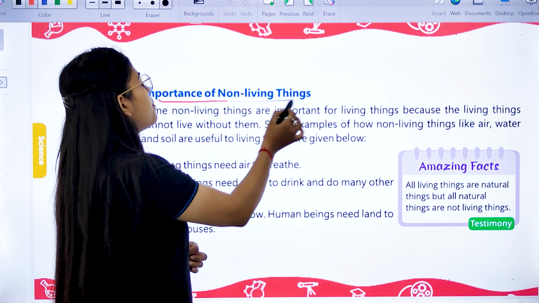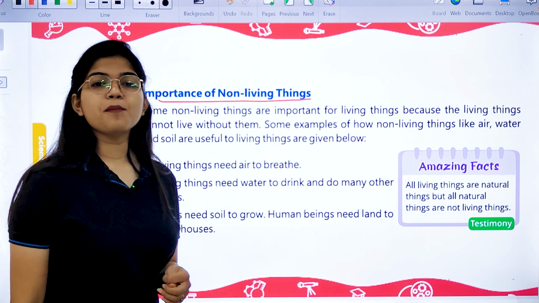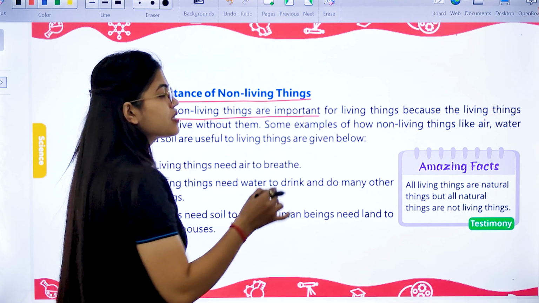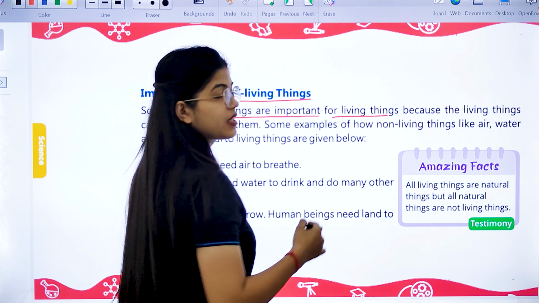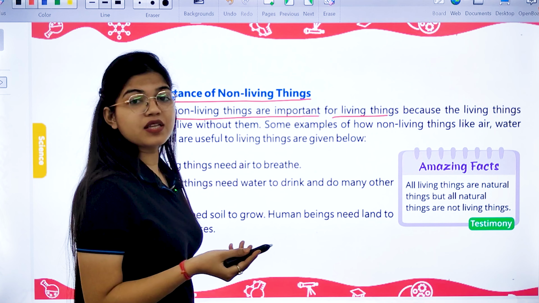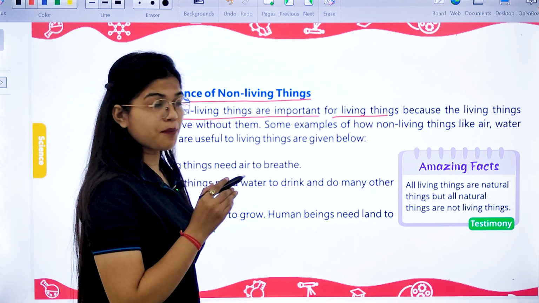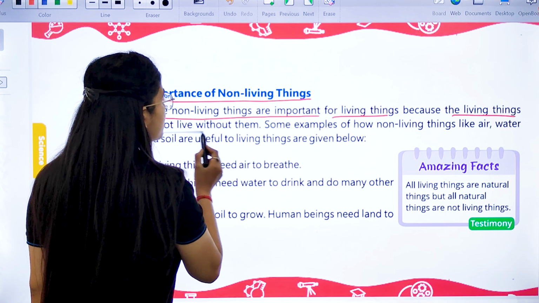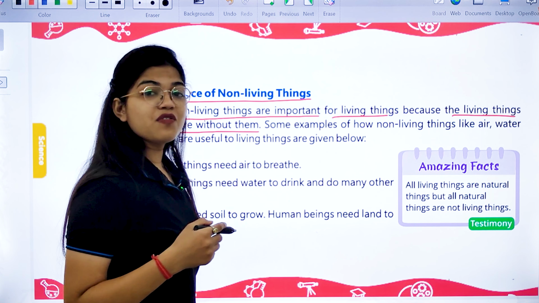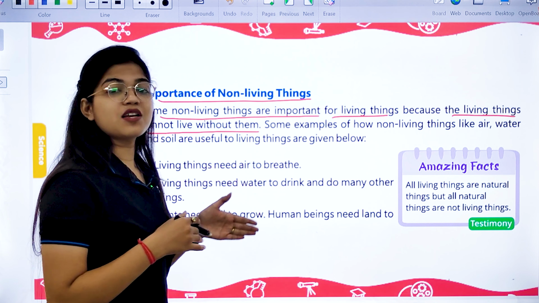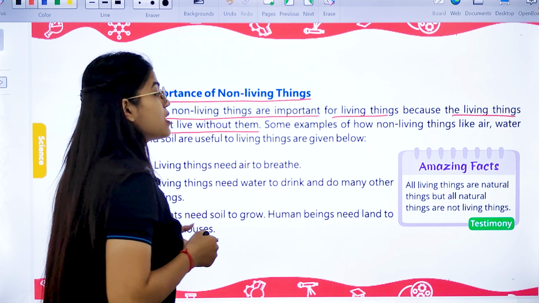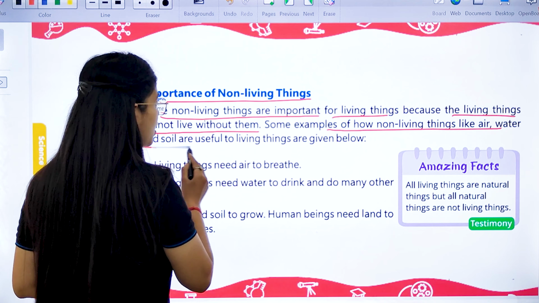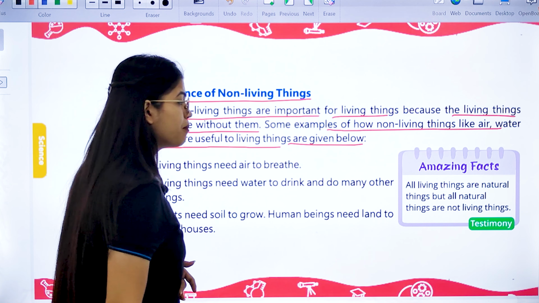Now, next we have the importance of non-living things. Some non-living things are important for living things. For the survival of living things, there are some non-living things which are important. Why? Because living things cannot live without them. For their survival, living things need such non-living things. Some examples of how non-living things like air, water and soil are useful to living things are given below.